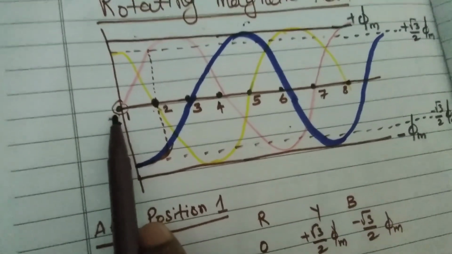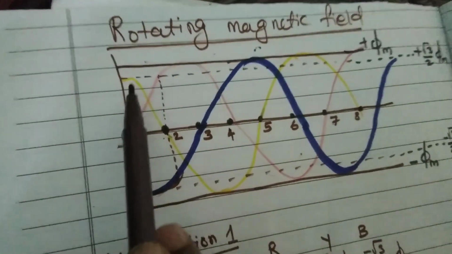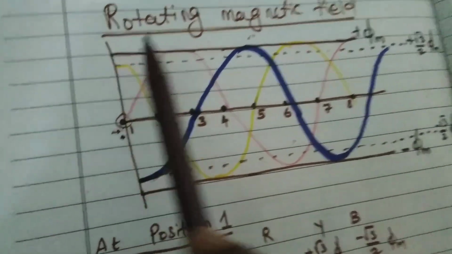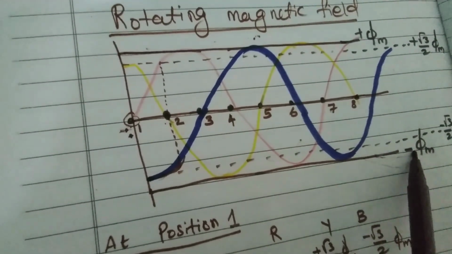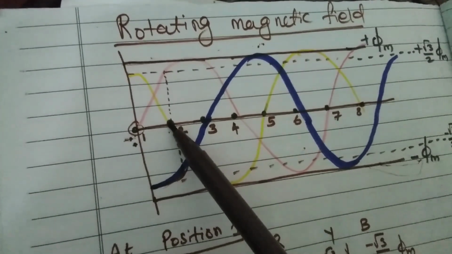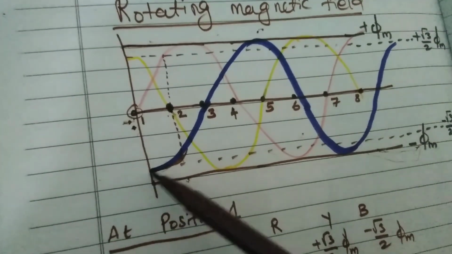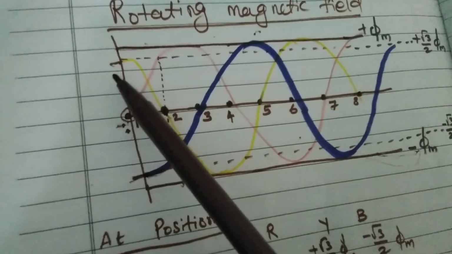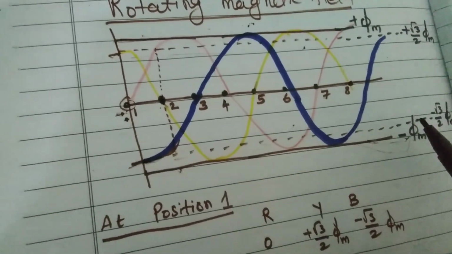In this position, let us find out the flux produced by the different phases. In the three-phase waveform, this is the maximum flux in the positive direction, so it is written plus phi m. Then this one will be minus phi m. At every instant, when the R phase is at this point, the other two phases are not at minus phi m, but somewhere in between. This point is called the root 3 by 2 value. So this dotted line is plus root 3 by 2, and in the negative direction it is minus root 3 by 2.